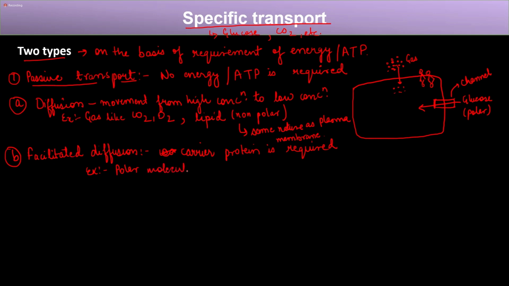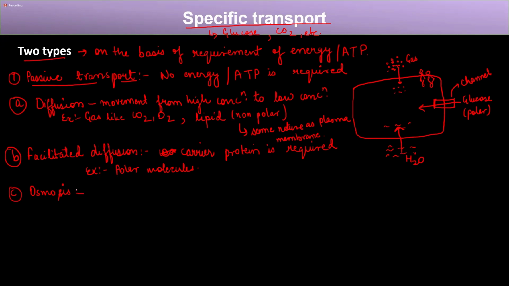Okay. Now, the third type of passive transport is called osmosis. So, what is osmosis? Suppose you have a large number of water molecules, whose concentration is higher outside. The water molecule concentration is higher outside and it has low concentration inside. So the water molecules will simply cross this plasma membrane, and this process is known as osmosis.